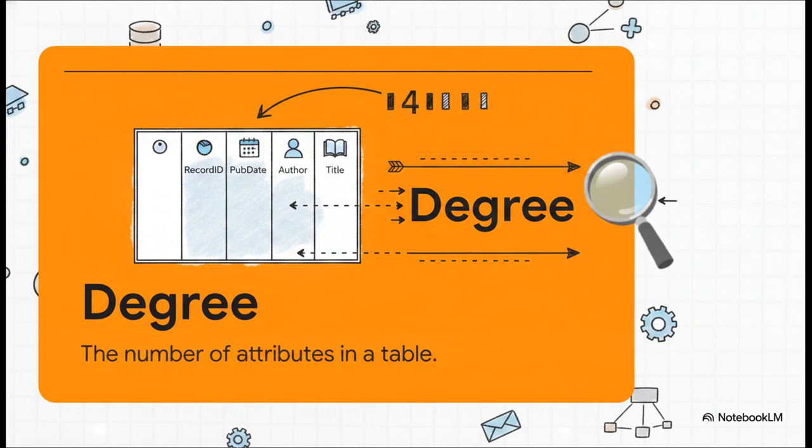Moving right along, another vital measurement is the degree. In relational database terms, the degree is simply the total number of attributes, or columns, contained in a table. It's really that simple. Actually, if we look back at the table we just talked about, the one with record ID, publication date, author, and title, well, that's 4 columns. Therefore, the degree of that table is exactly 4. It's just a super quick way to measure how wide our data structure is.